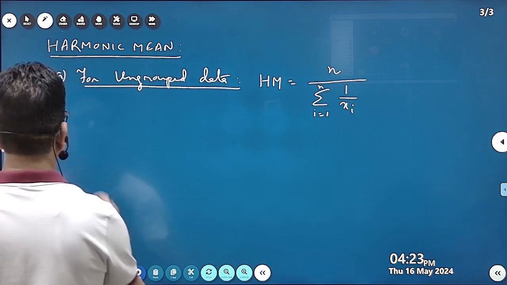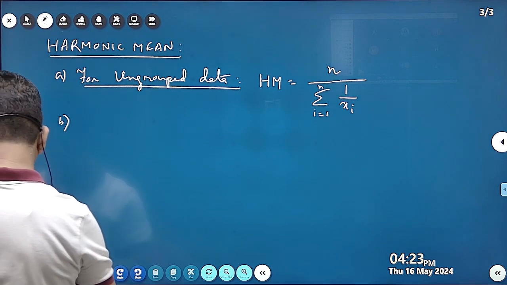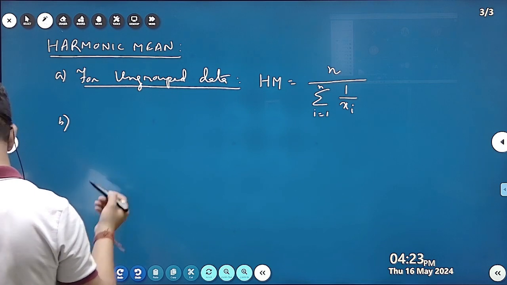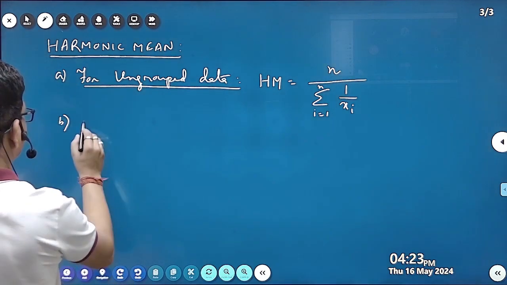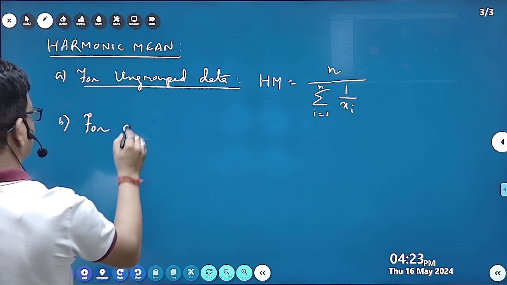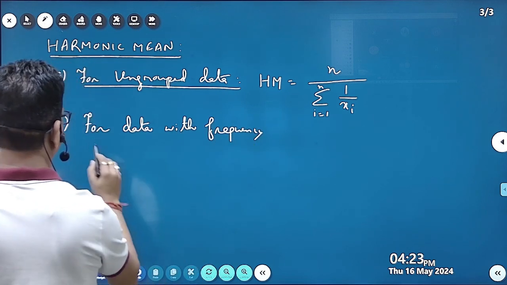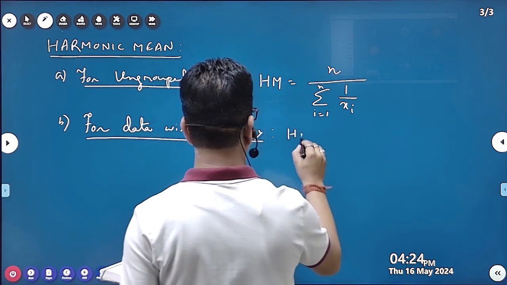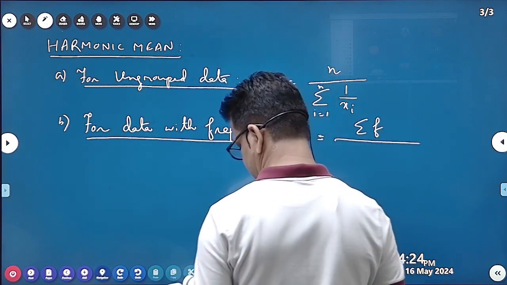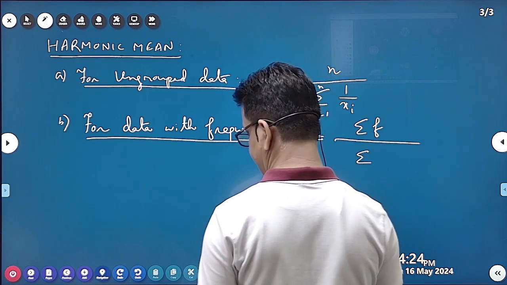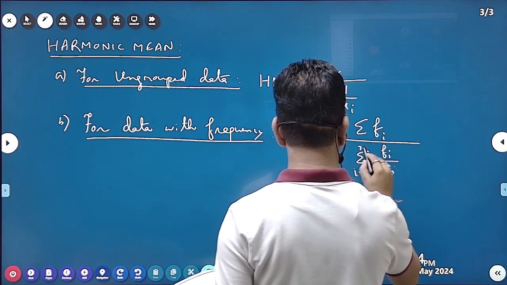Then with frequencies, number B, again for discrete data, but with frequencies. So HM for data with frequency will have F, since frequencies are there. The symbols can be different, but I'm writing from the book. So it is the summation of F divided by the summation of Fi by Xi, i equal to 1 to N. Getting it?